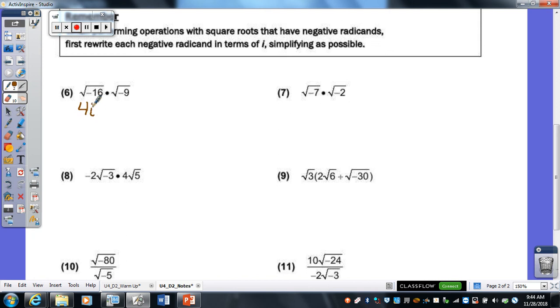Square root of -16 would become 4i. If you still need to do the work for it, you can, but square root of 16 is 4. Because it's negative, it becomes i. Square root of -9 would become 3i. So now that we've changed those into i's, we can actually multiply. So 4 times 3 gives us 12. i times i gives us i squared. And then what does i squared equal?